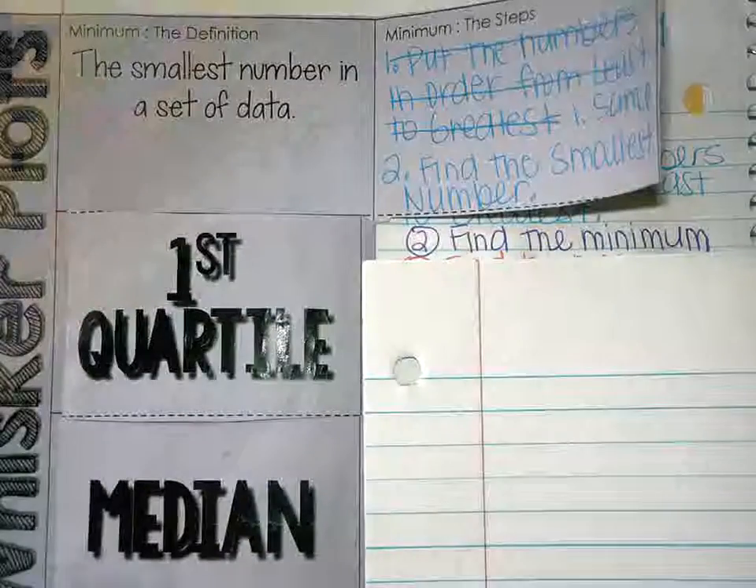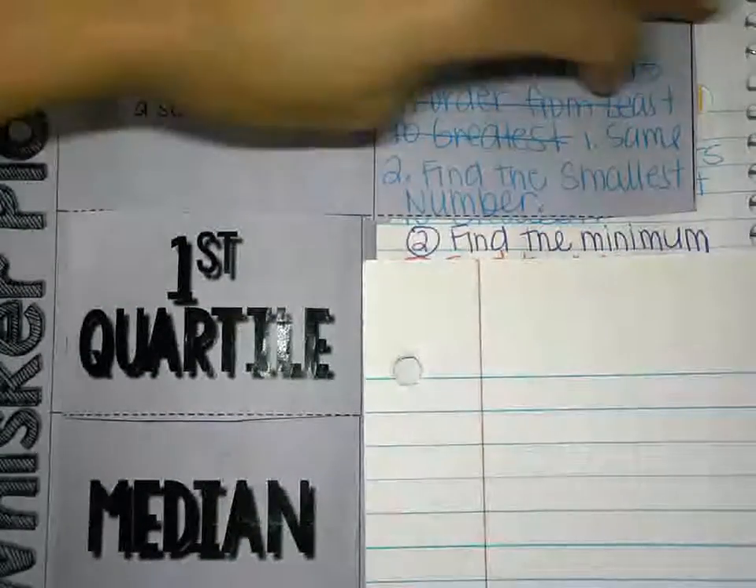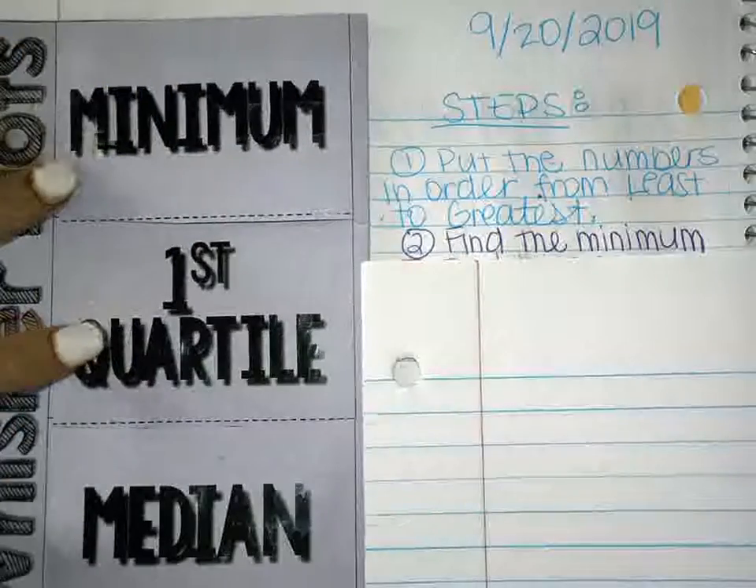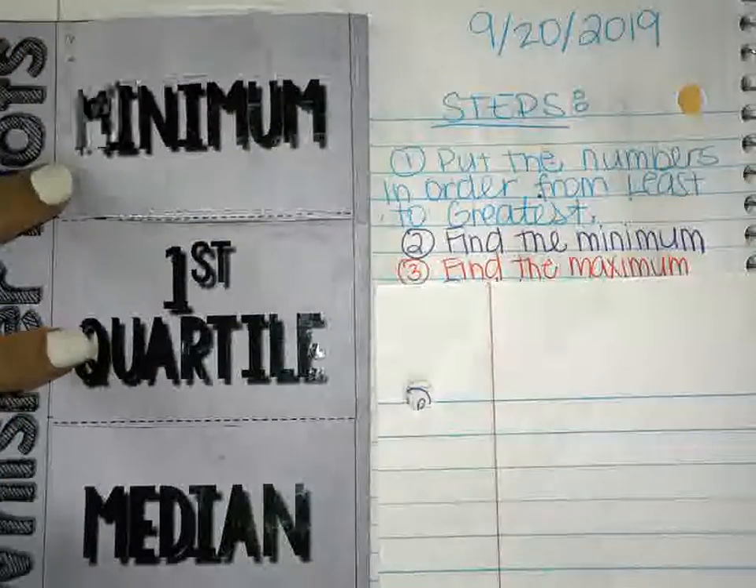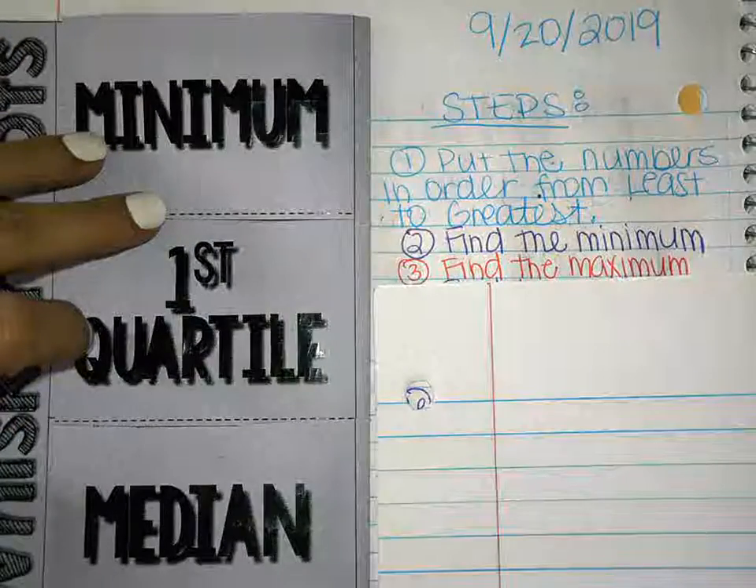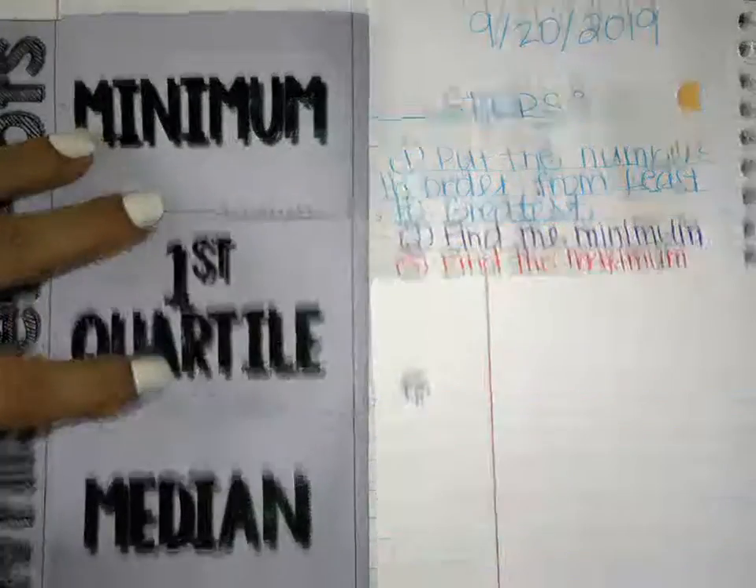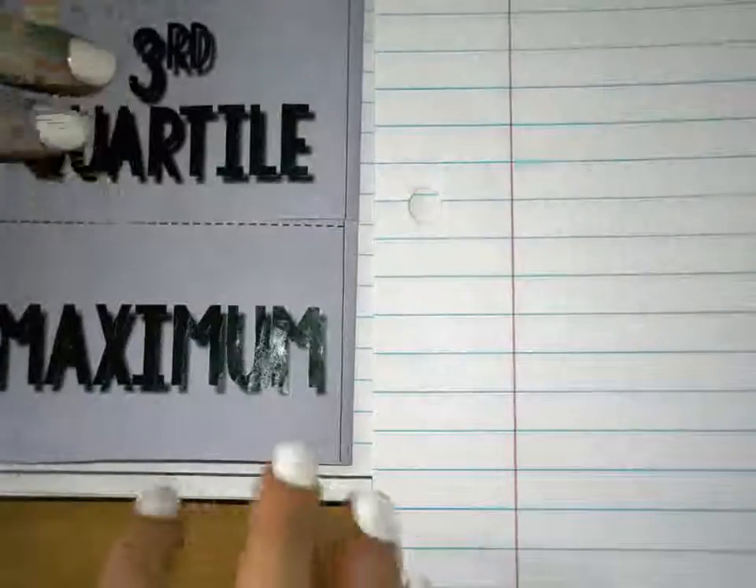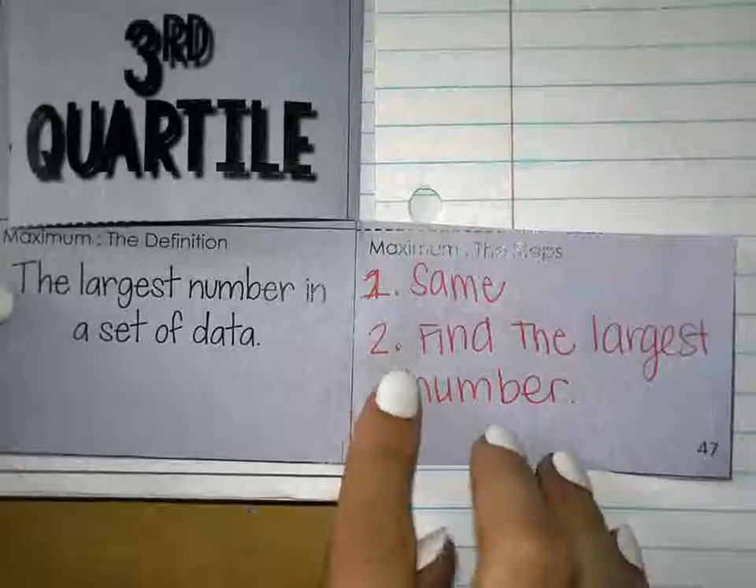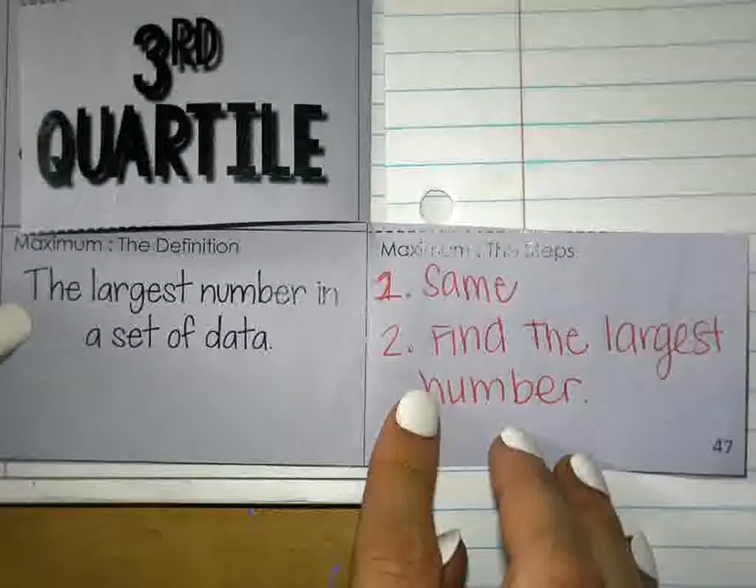So once again, pause and restart as necessary, okay guys? Then after you find the minimum, the next step is to find the maximum. The maximum is the very last one on this purple piece of paper, so I have to slide my notebook so you can see it. It's right here. The maximum is the largest number in a set of data.